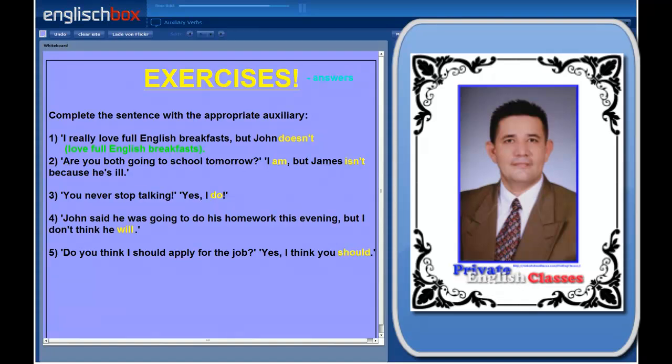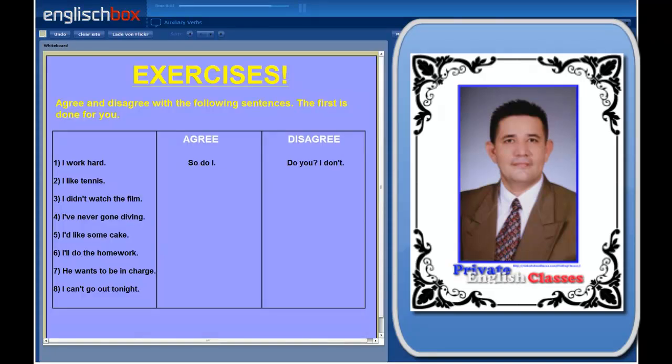And do you think I should apply for the job? Yes, I think you should. Yes, I think you should apply for the job. So how did you do? Did you get all the answers correct? I hope so. Moving on to the next exercise, we have 8 different sentences, and you have to show agreement and disagreement. So the first one is done for you.